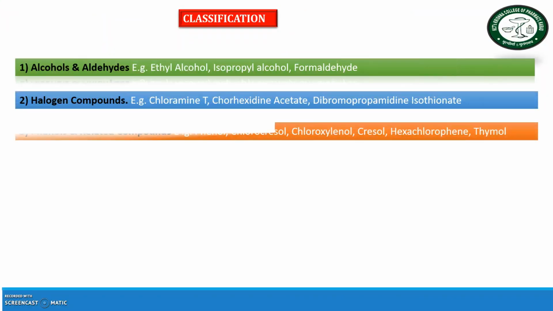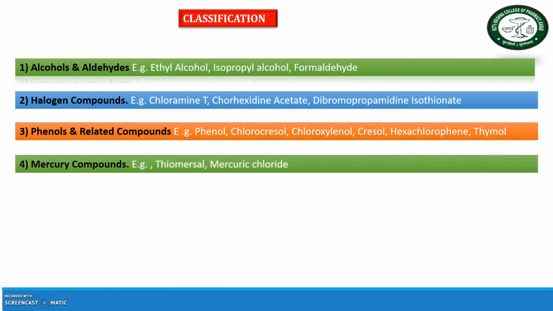Next, very important, is the classification. Number one is alcohol and aldehydes. These are the different examples like ethyl alcohol, isopropyl alcohol, formaldehyde. Second is the halogen compounds, like chloramine T, chlorhexidine acetate. These are the different examples of halogen compounds. Number three is phenol and related compounds. These are the different examples of phenol and related compounds.